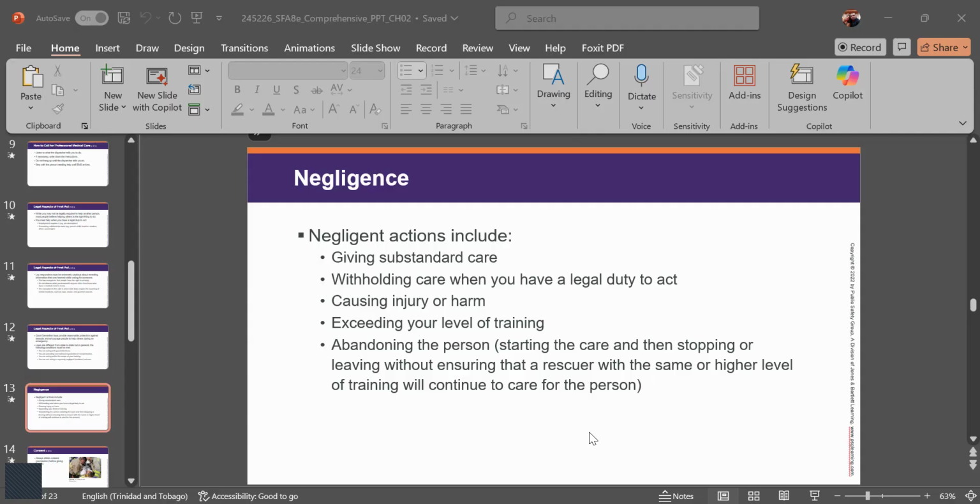Abandoning the person. We're talking about starting care and stopping or leaving without ensuring that somebody else with either the same or higher level of care or training is there to provide assistance for the patient. If you make the decision to start, you need to see it through, or at least have somebody with the same or higher level of training take over the patient care from you. And as always, there will be an investigation. There will be statements taken, facts collected, and a decision made.